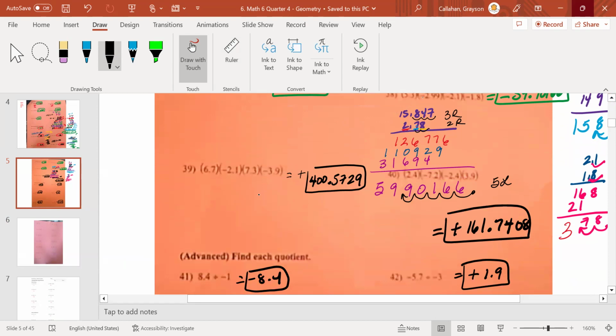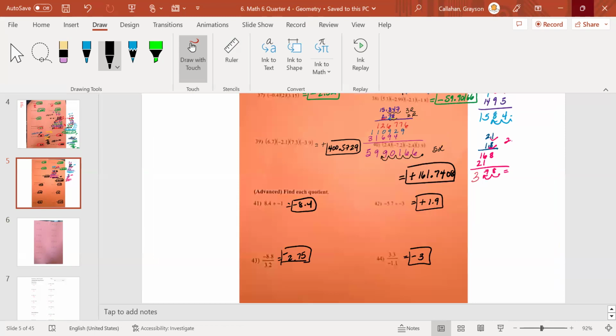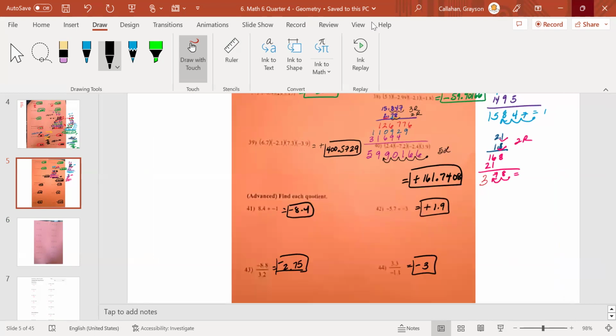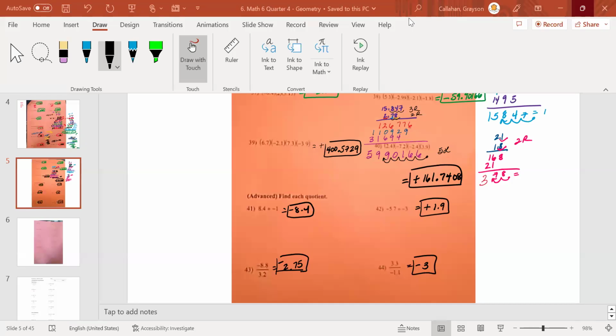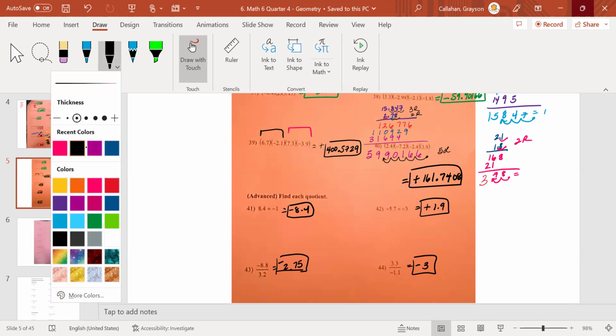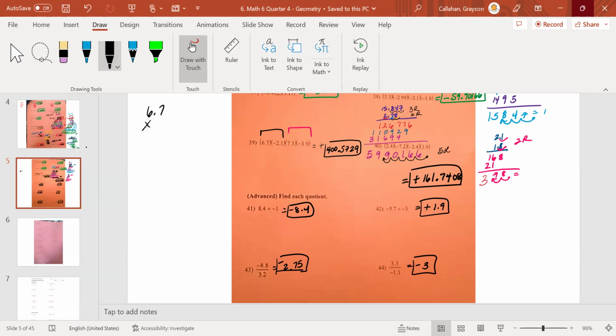You didn't get that one? Okay. So let's try that one on the side then. Okay, let's try 39 then. All right, so for number 39, let's do it this way. Let's do this black part right here first, and then I'm going to do the pink part right here. Do you see that? So the black part right here is 6.7 times 2.1, right?